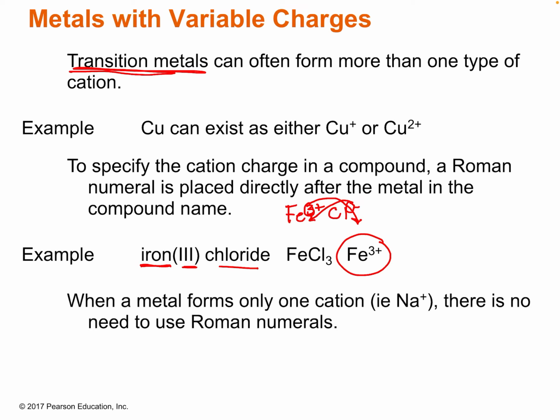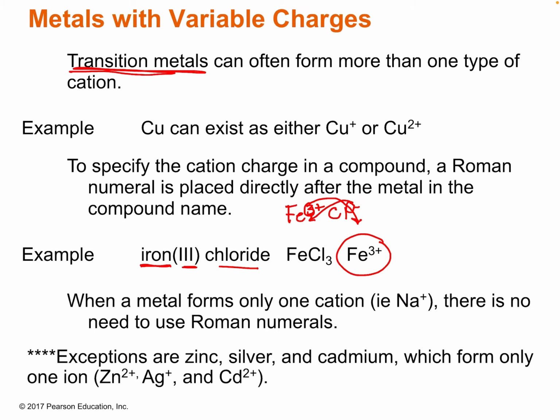When the metal only forms one cation, like sodium, there's no need to use any Roman numerals because it's redundant, right? We wouldn't write sodium 1 because sodium is always a 1+. So we're only going to use it if there's a metal that forms more than one charge. And this will be our transition metals predominantly.